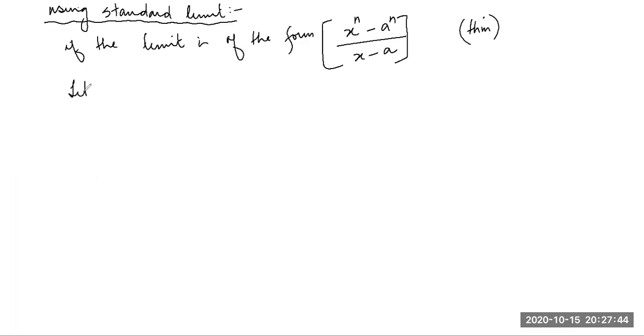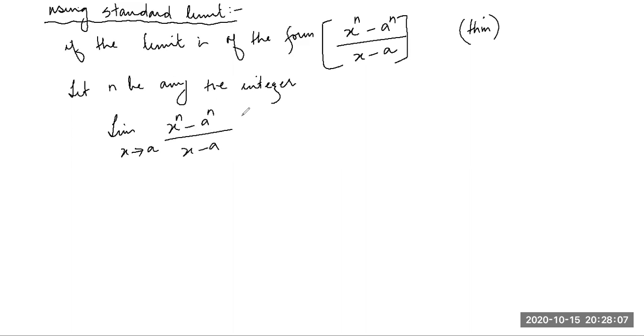The theorem says, let n be any positive integer. Okay, then limit x approaches a, x raised to power n minus a raised to power n divided by x minus a is equal to n a raised to power n minus 1. Okay, this is the theorem, but I'm not going to leave it like this. You may have asked, sir, how does this come? So I have already thought of deriving it.